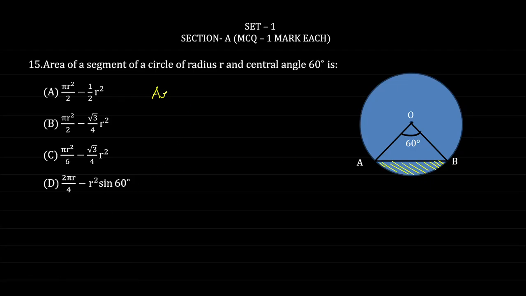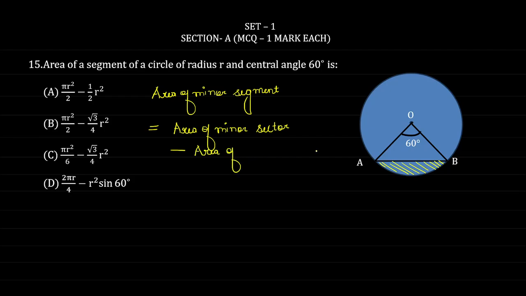There is a formula here. Area of the minor segment is calculated as follows: this area can be calculated if we calculate the area of the minor sector. This complete region here is the sector. And from this area, if we subtract the area of this triangle AOB, we'll get our answer.